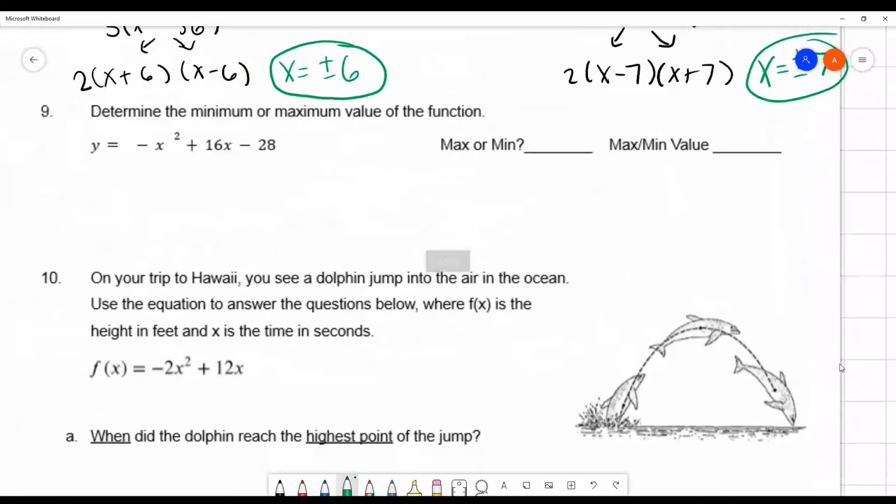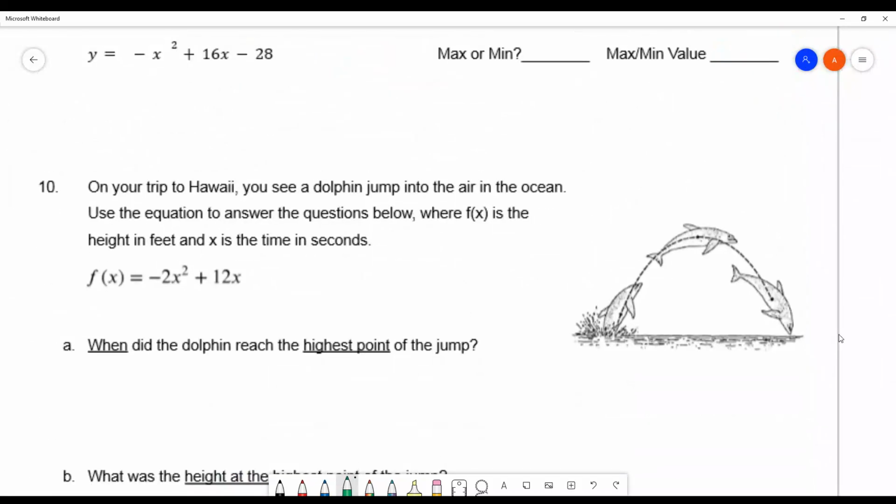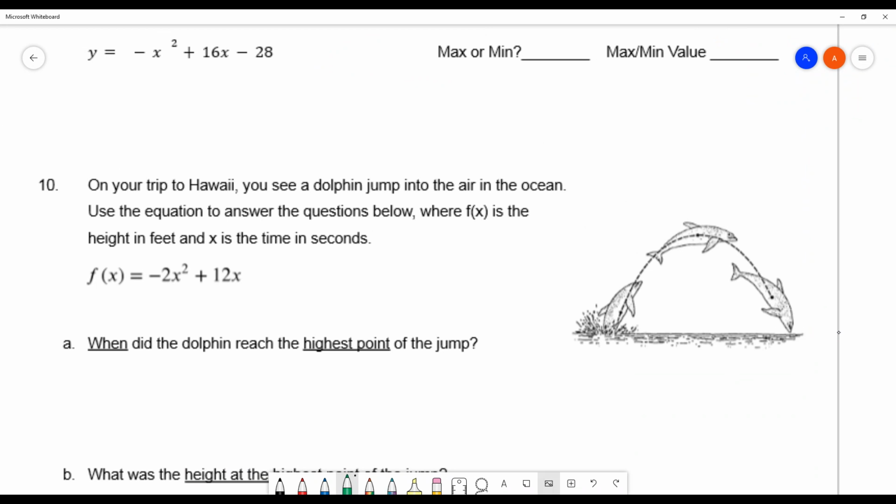Alright, we're going to take a look at number 9. It's just going to be a pretty short video for this one. Number 9 is asking me to figure out whether this function right here has a maximum or a minimum. And then I have to find that value.